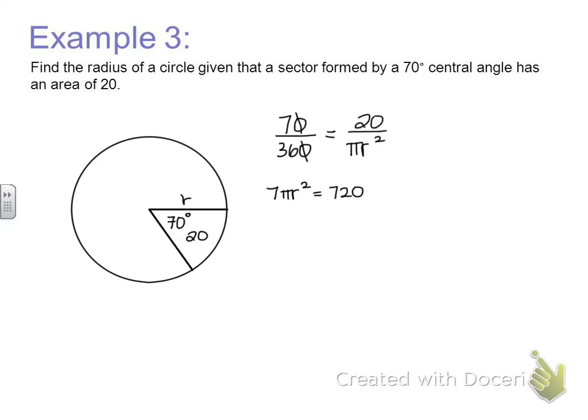All right. So now what am I going to do to start getting r by itself? What do I want to divide by? Do I only divide by 7?